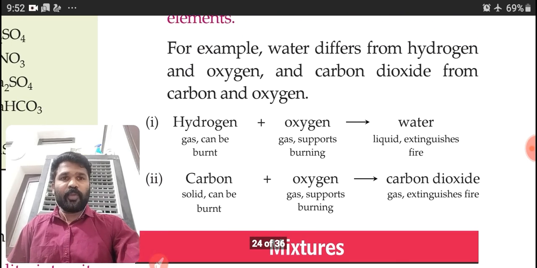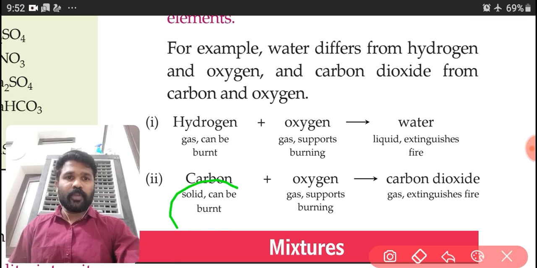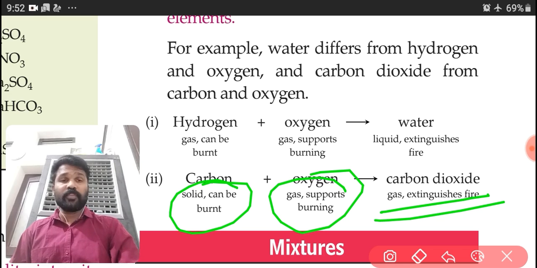Here is the word equation: hydrogen plus oxygen gives water, a liquid. And carbon is a solid that can be burnt, oxygen is a gas that supports burning, and carbon dioxide is a gas that extinguishes fire.